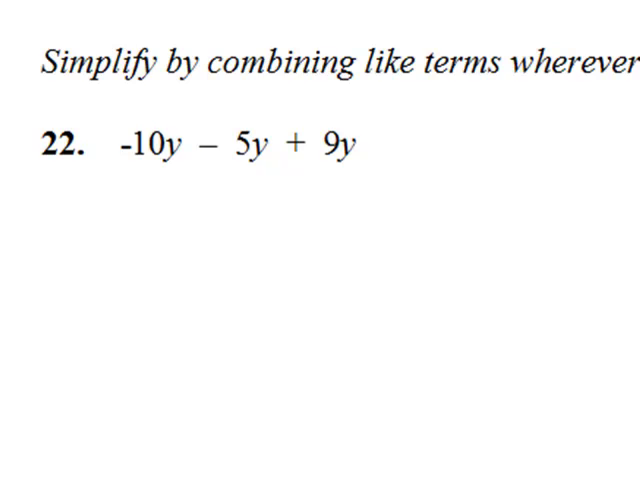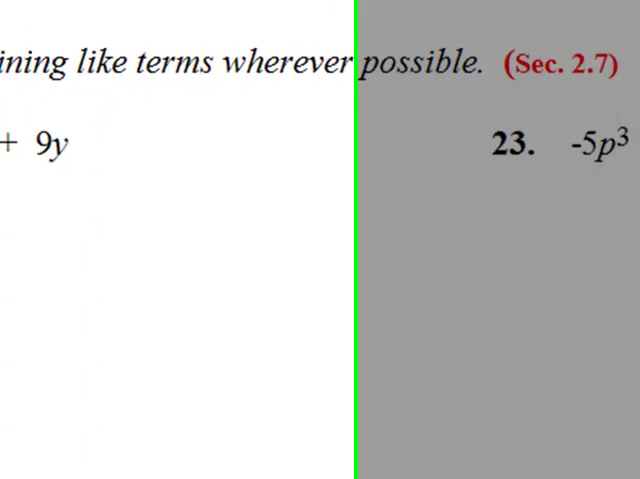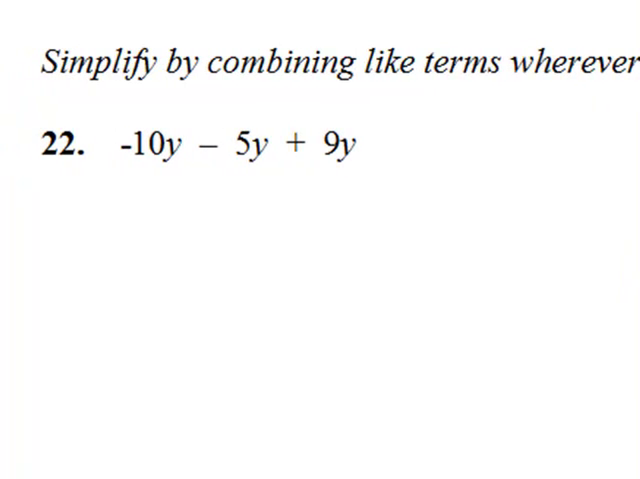Number 22 and number 23 are simplified by combining like terms. In number 22, all 3 terms are like terms, and so it's a matter of simply adding their coefficients and making the answer also a like term with them, also with a variable y.